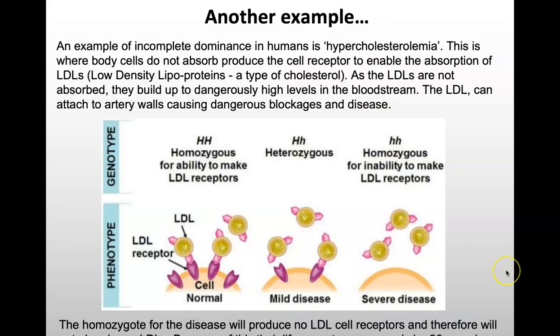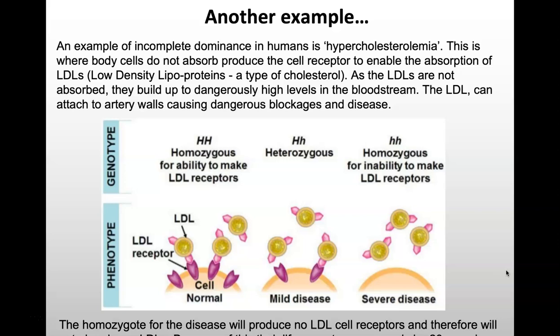Okay, our last example here is in humans. I wanted to get an example that was relatable to us. So an example of incomplete dominance in humans is hypercholesterolemia. This is where the body does not absorb or produce the cell receptor to enable the absorption of LDLs. I think there's a typo in there. To enable the absorption of LDLs, so that's low density lipoproteins, which is a type of cholesterol.